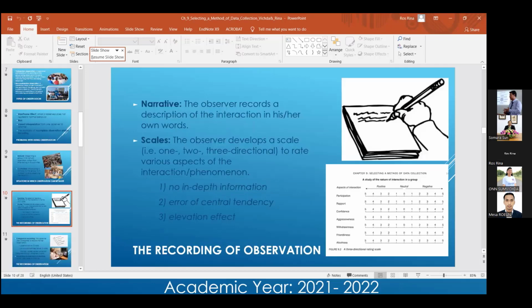About the recording of observation, we have two as well: narrative and scale. Narrative means that the observer records a description of the interaction in his or her own words. It means you write down what you see, describing it in your own words.